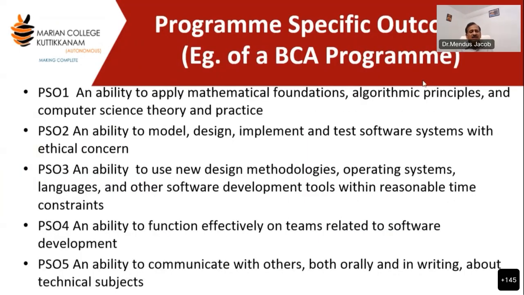Then these are the PSOs of a BCA program. I have taken this from somewhere. We have 5 PSOs here. PSO 1: an ability to apply mathematical foundations, algorithmic principles, and computer science theory and practice. That way all the PSOs are listed here. So I have already taken the POs and the PSOs of a BCA program.